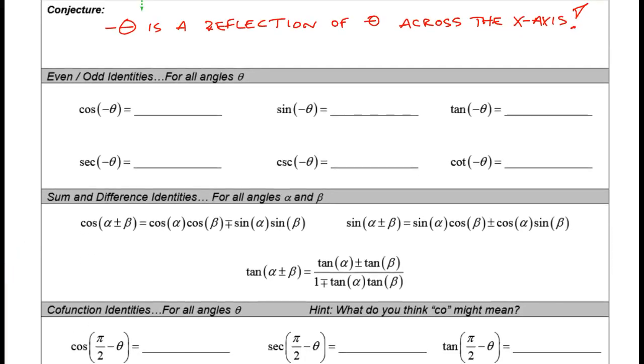That's going to give us some insight as we begin to talk about even and odd identities here. So the cosine of the opposite of theta, well, I know that the x-coordinate doesn't change when I flip across the x-axis. So that means the cosine of negative theta is just the cosine of theta.